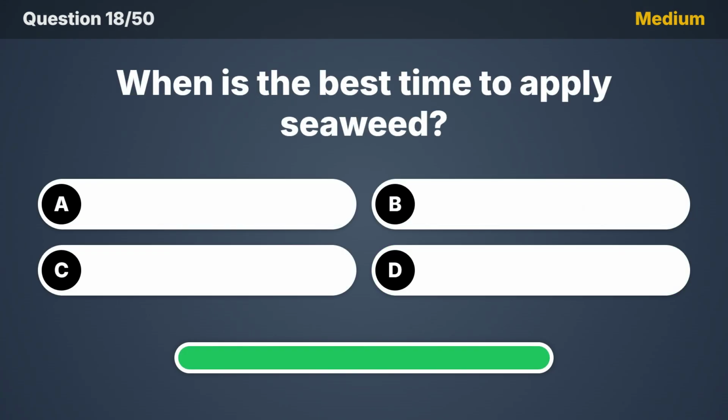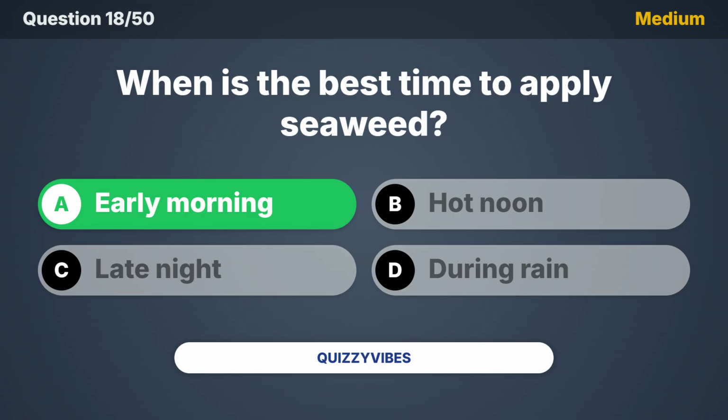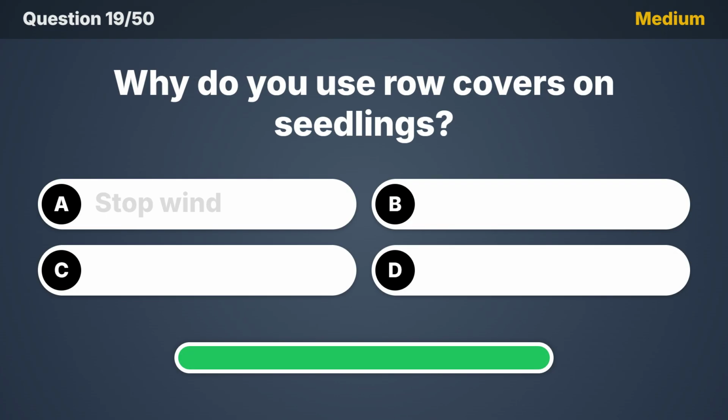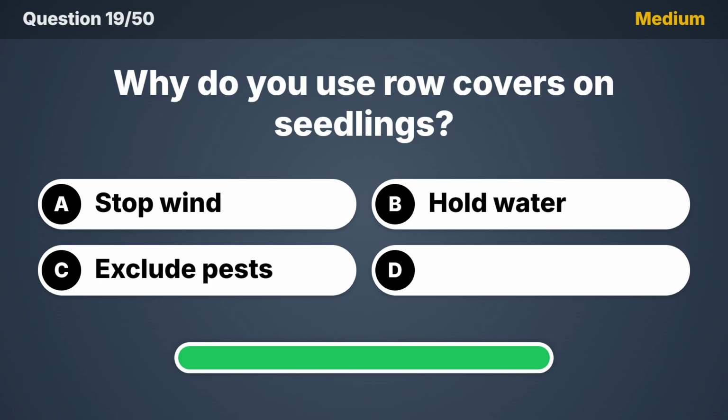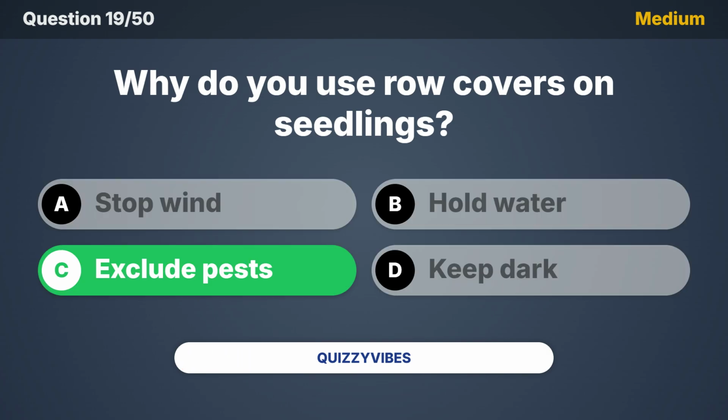When is the best time to apply seaweed? Answer, early morning. Why do you use row covers on seedlings? Time's up, it's exclude pests.